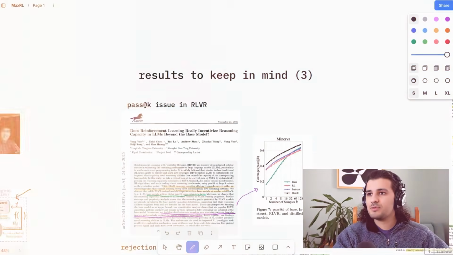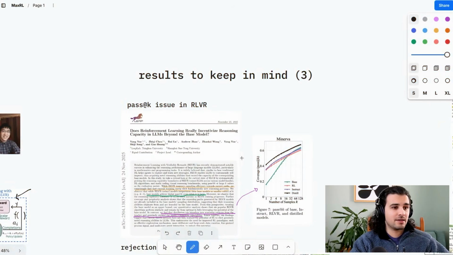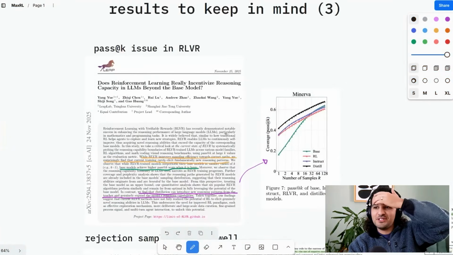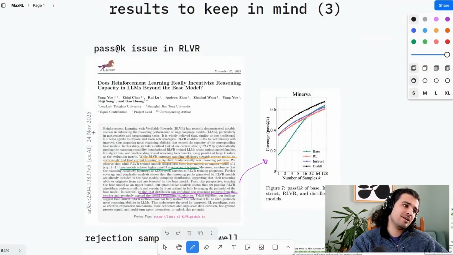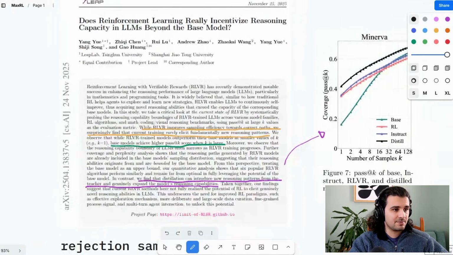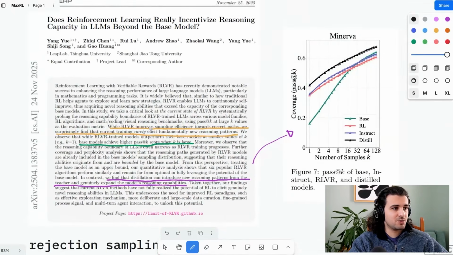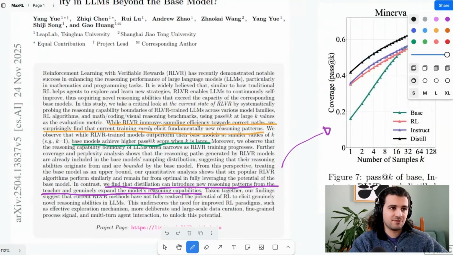There are 3 papers that in my view were important. This one, I'm cheating a bit, but Fahim told me, yeah, this is why we're doing it. It's this paper from November 2025: Does reinforcement learning really incentivize reasoning capacity in LLMs beyond the base model? I didn't read it in depth, I skimmed it a bit. But basically what they're showing here is that while RLVR improves sampling efficiency toward correct paths, we surprisingly find that the current training rarely elicits fundamentally new reasoning patterns.